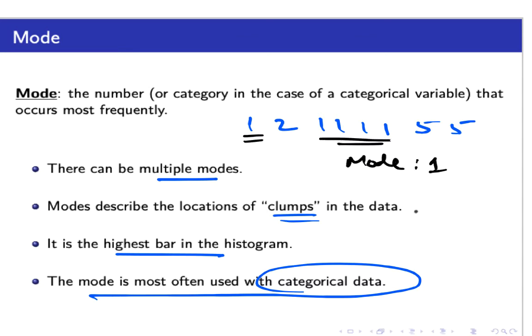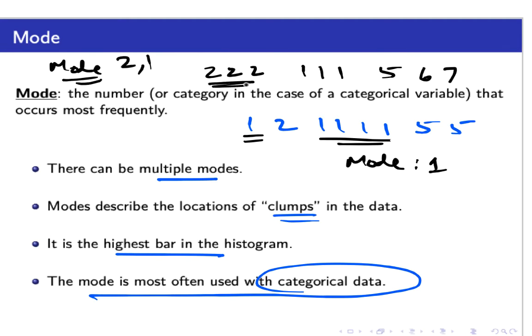Now let's take another example. Suppose I had 2, 2, 2, 1, 1, 1, 5, 6, 7. So here the modes are 2 and 1, because 2 has happened 3 times and 1 also happens 3 times. So the mode is 2 and 1. So you can have multiple modes, in other words.